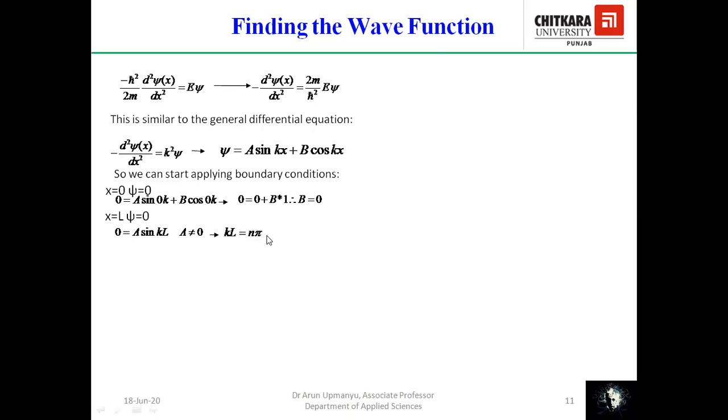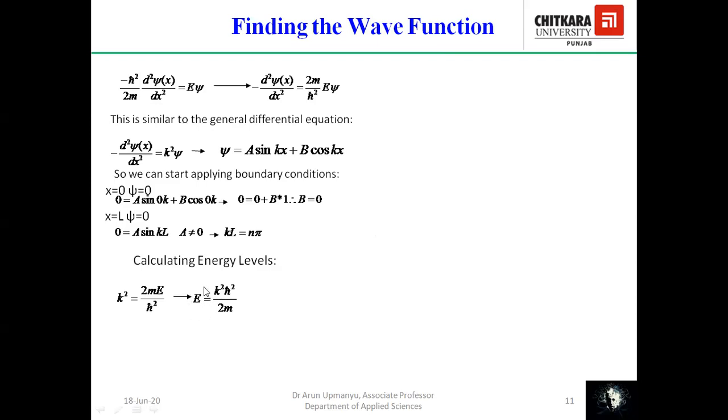n is called an integer. I would like to point out here that the value of n can never be 0. It is always 1, 2, 3 and so on. Why? Because if you assume that n is equal to 0, then k comes out to be 0. If k comes out to be 0, then directly energy is 0. But you already assumed that total energy of the particle is a kinetic energy.